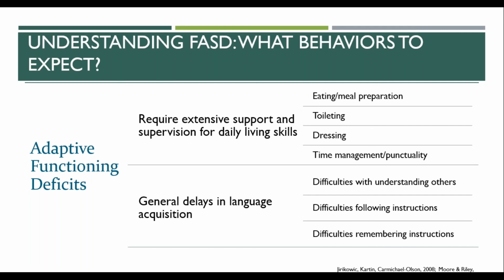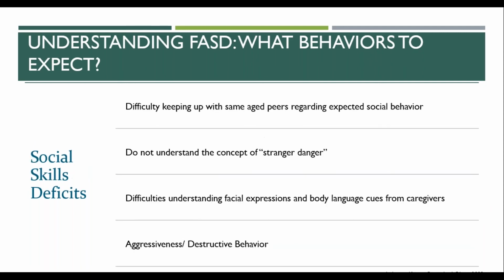And then general delays with language. We talked about difficulty with following instructions and remembering them. So let's give 1 instruction at a time, not 3 at a time. For your child with ADHD, not 5, but 3 at the most. For our kiddos with FASD, let's do 1 at a time. You give it, they do it, you follow up, and then you move on to the next one, not overburdening their system that's already overburdened.